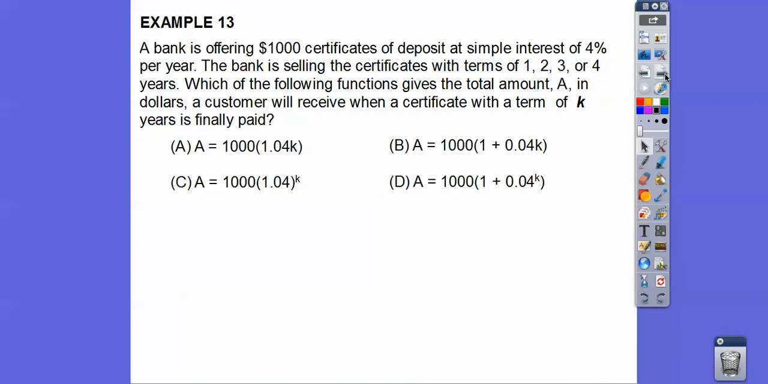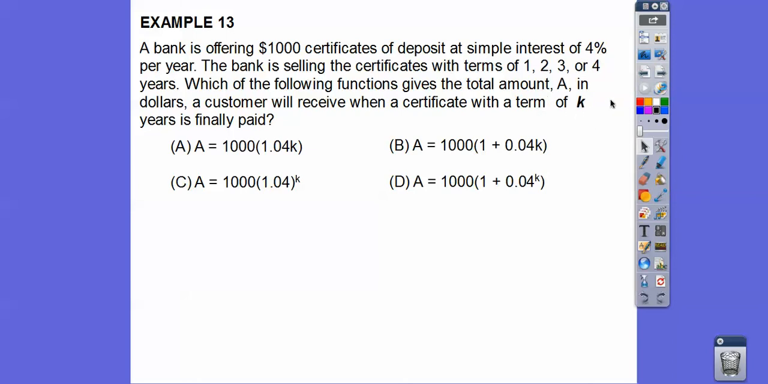So this bank offers $1,000 certificates of deposit at simple interest rate. So we're going to use the simple interest formula, 4%. So this is 0.04. Okay, so the bank is selling certificates with terms of 1, 2, 3, or 4. These are misleading. We don't need those numbers right there. Which of the following functions gives the total amount, your A in dollars, a customer will receive with a term of K years? Okay, so this is T.